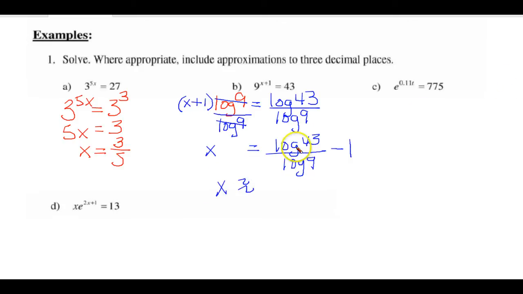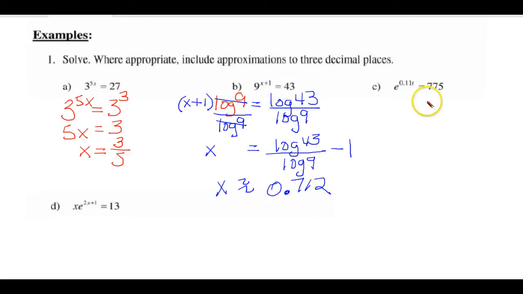So when you put that in there, it becomes 0.712. Now, if you just did this part, it would be 1.712, but then when you subtracted the 1 from it, you get this.